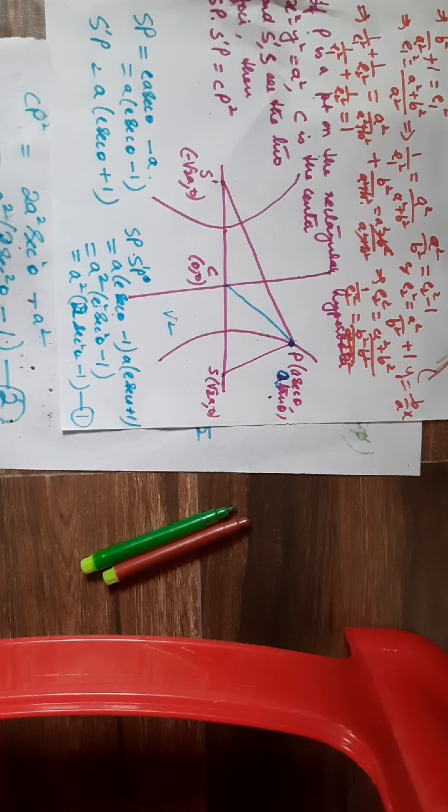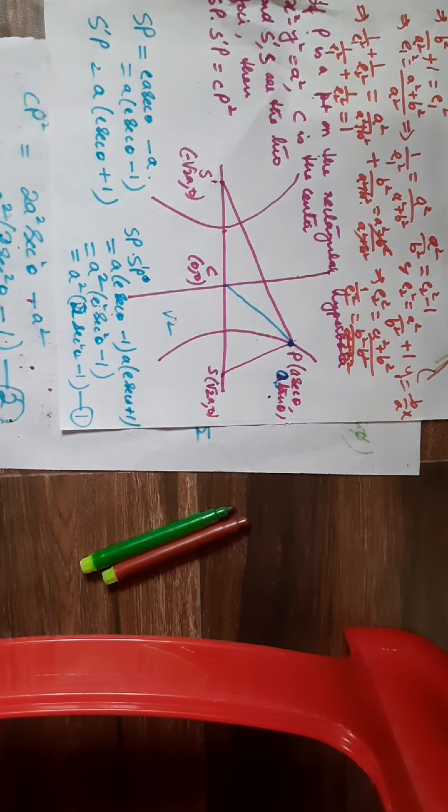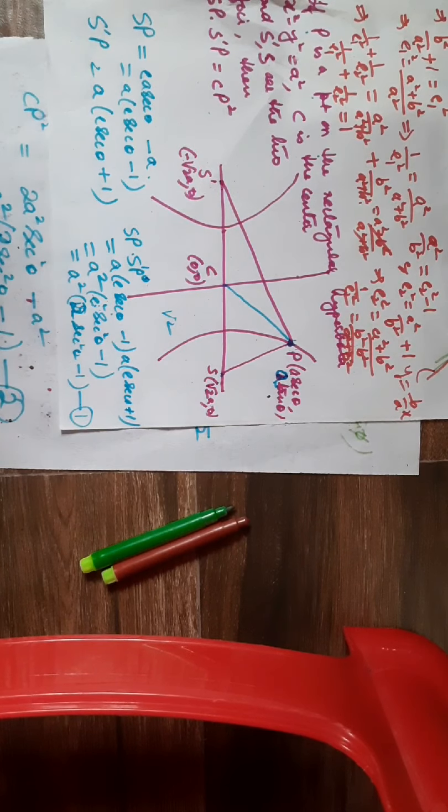Now, I hope that it is clear by the definition of a conjugate hyperbola, the definition of a rectangular hyperbola, and what the asymptotes of the rectangular hyperbola are. Please go through it again. If it is not clear, please let me know.